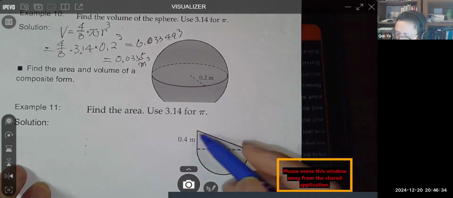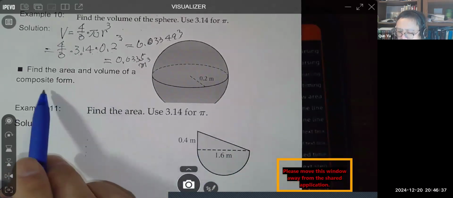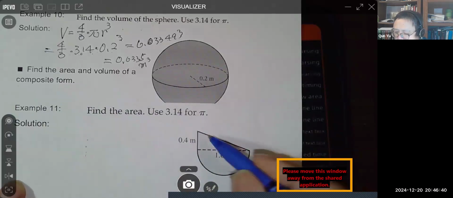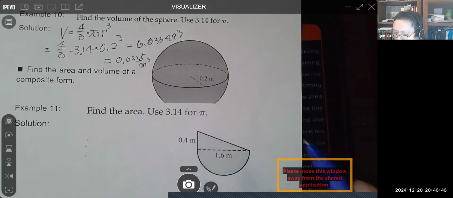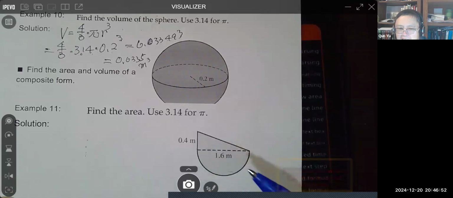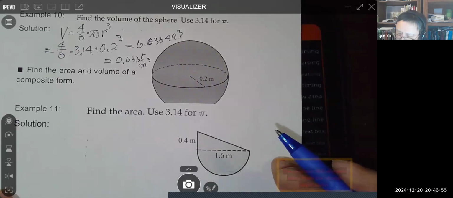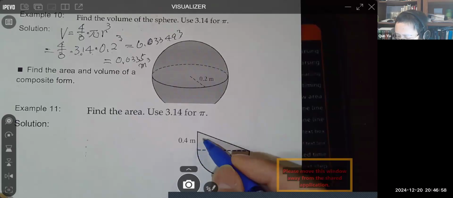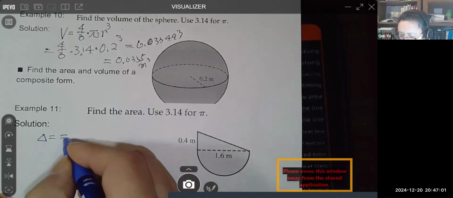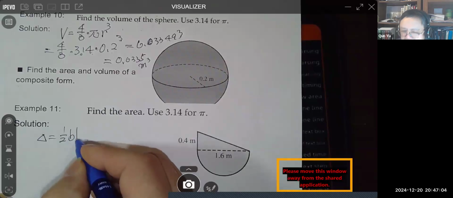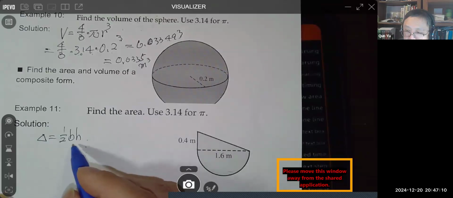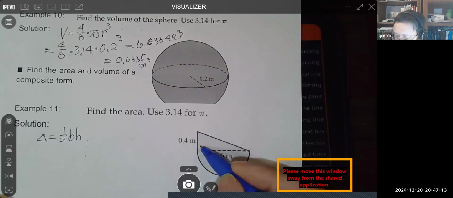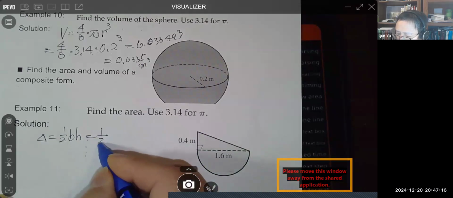So now the last one, find the area. Apparently, we don't have a formula for this shape. That's why they call it a composite form. This whole shape is composed of 2 different shapes. One is a right triangle, one is a half circle. So if we can calculate the area of each part, then add them up, we get the total area. That's our strategy. For the triangle, the formula is half times base times height. We learned that before. The requirement is that the base and the height have to be perpendicular. Apparently, these two are perpendicular. So this is what we need.